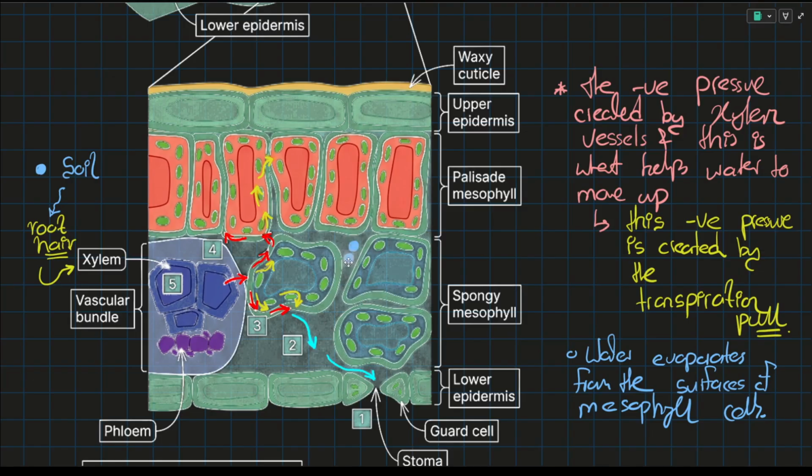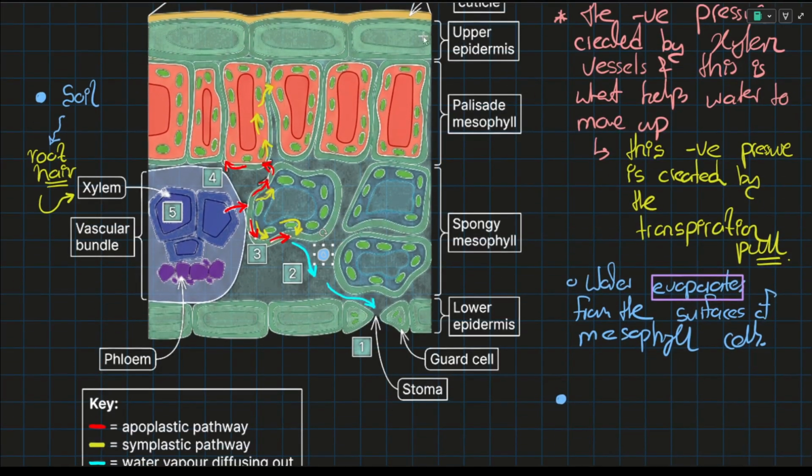After water has evaporated into these air spaces, now pay very close attention to the specific words I'm using. Water has evaporated into the air spaces like this. Okay, what has evaporated? Water evaporates from the surfaces of mesophyll cells into air spaces. Oh, that's my water molecule, into air spaces. And then it goes out. Now it's evaporated from the mesophyll cells and now it's in the air spaces.